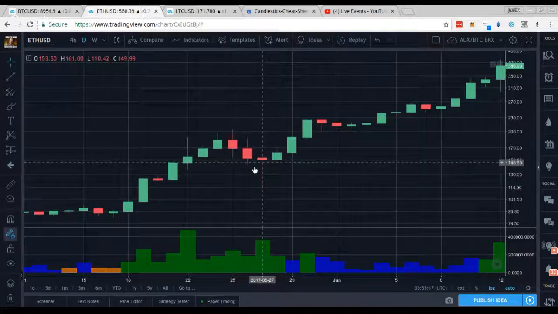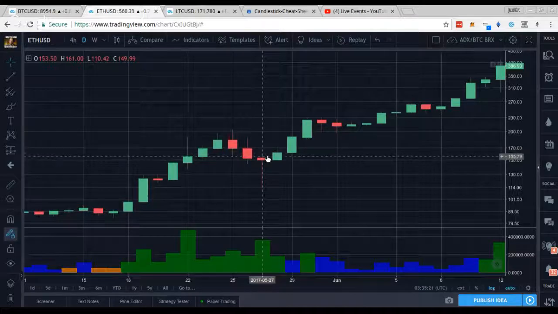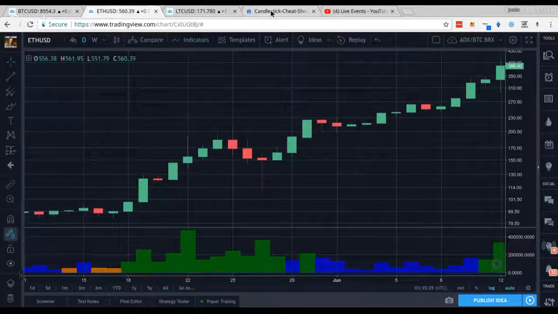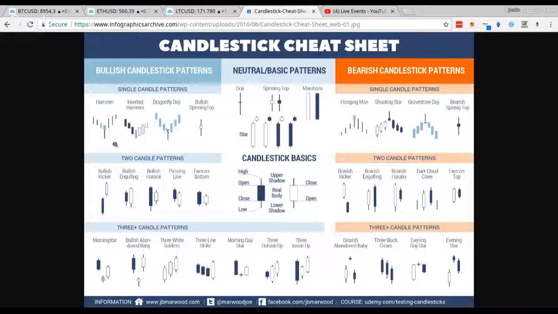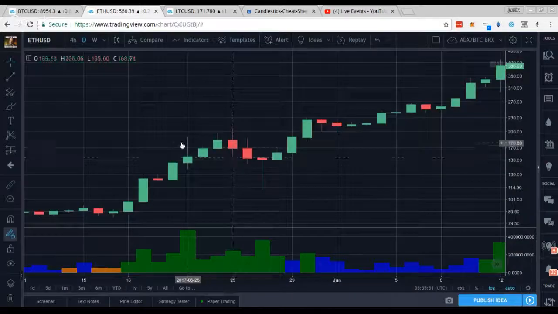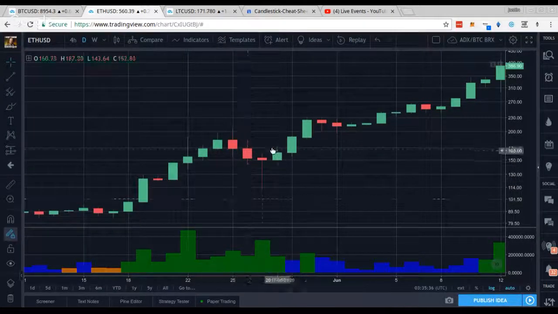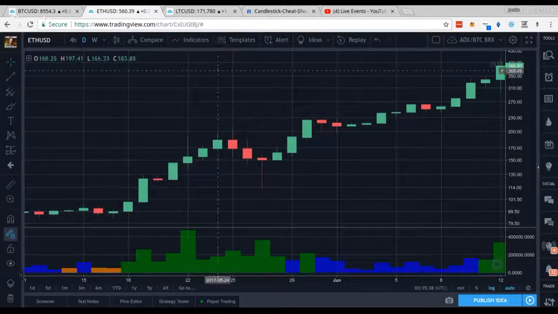Now, you can also call this a dragonfly doji because it does have that little wick, and I'm typically okay with calling that. There's nothing ever perfect. Sometimes you'll see perfect patterns like this, but the basic idea is that if you're in a downtrend and you see a candle that looks like this, that's usually a good buy signal. It's usually a good time to get in. Definitely.